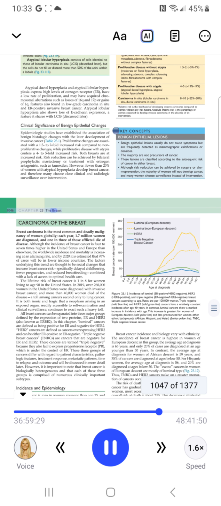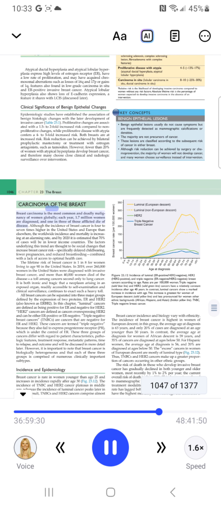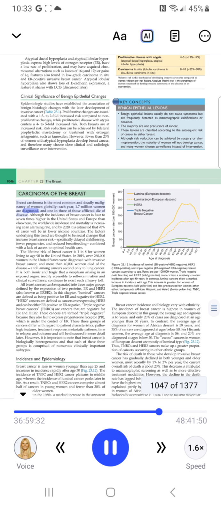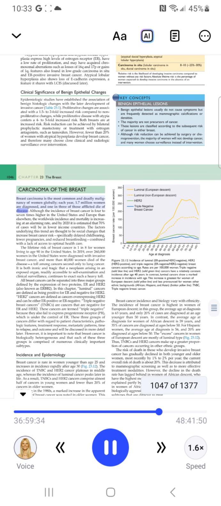Chapter 23, The Breast. Carcinoma of the Breast. Breast carcinoma is the most common and deadly malignancy of women globally. Each year, 1.7 million women are diagnosed, and 1 in 3 of those afflicted die of disease.